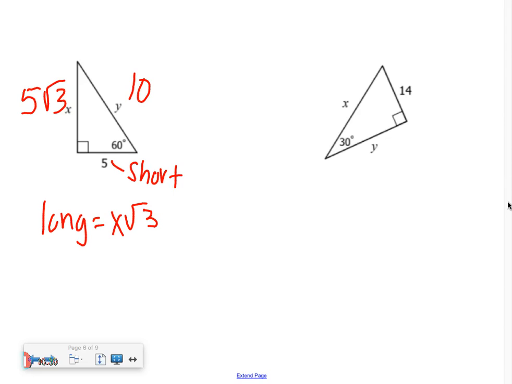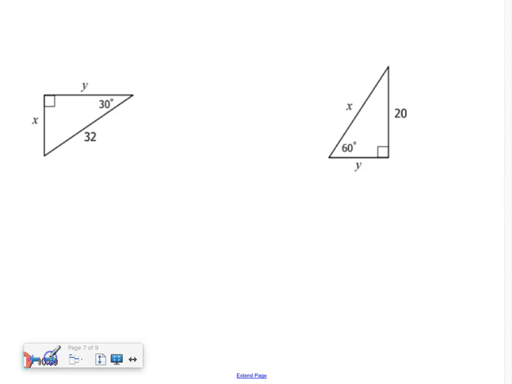Okay, 14, what leg is it? Short. So how can I find x? 28. How'd you get 28, Coley? Multiply by 2. And what's y? 14 root 3. Yes. Do we understand this? Is this easy? Not yet. We gotta do a few more together.